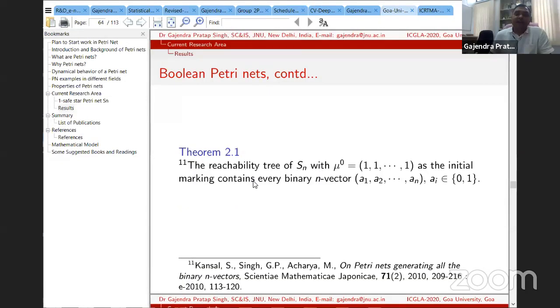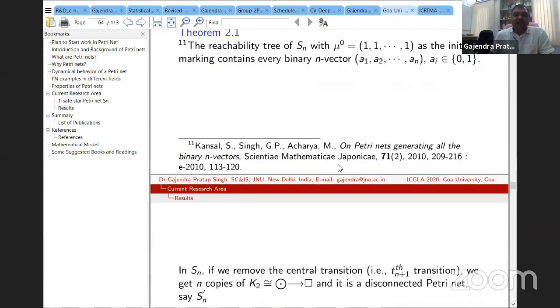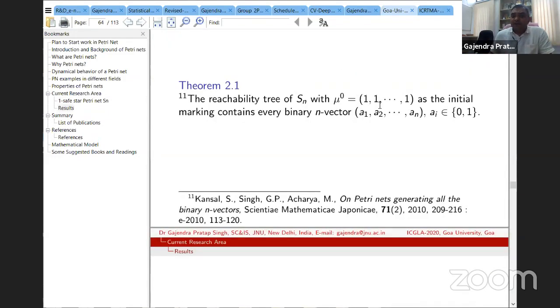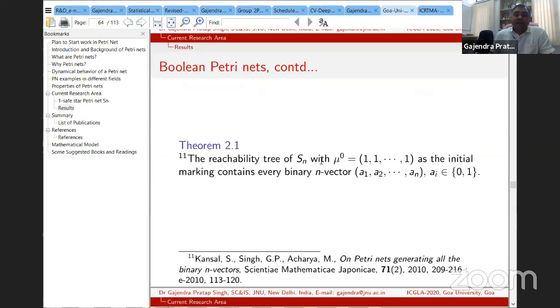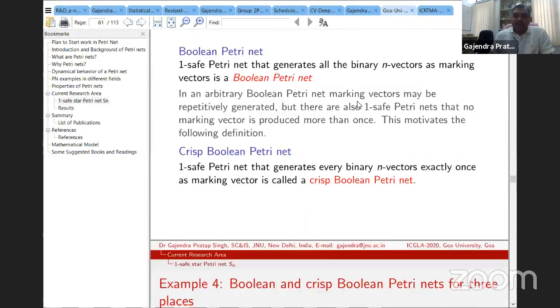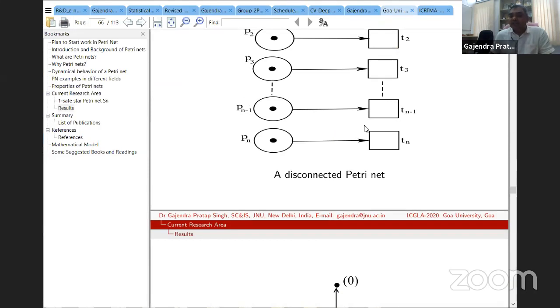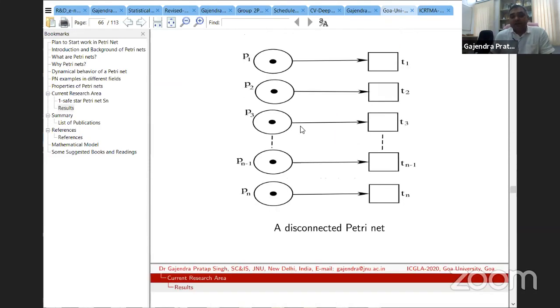Okay. Then after that, based on this Petri net, we define that the reachable tree of Sn with 111 as initial marking contains every binary n-vector a1, a2, ai belonging to 0, 1. Then we remove the central node and the tn plus 1 transition here, and still we have a Petri net, which is called a disconnected Petri net. If we remove the central transition, we found that this is also a Boolean Petri net.